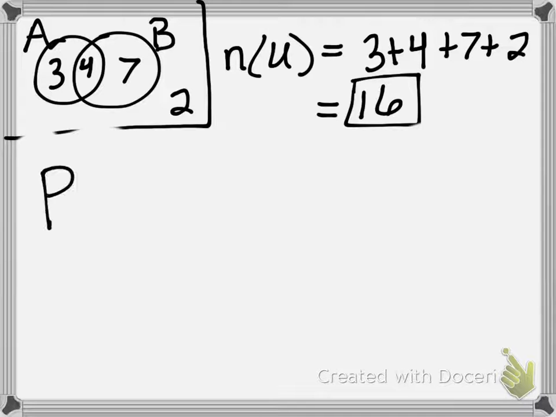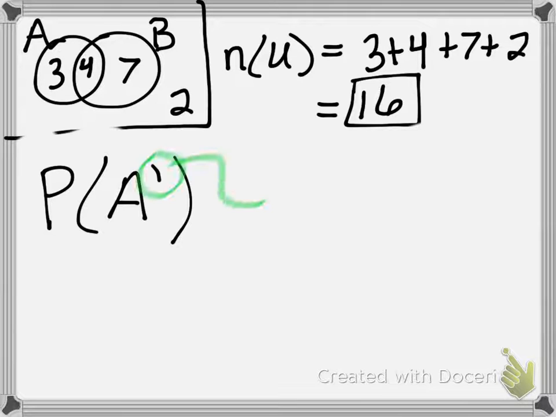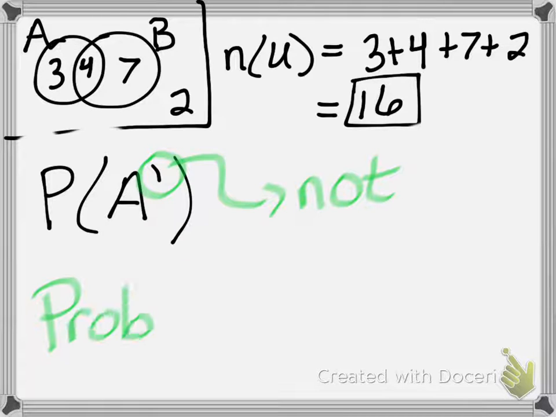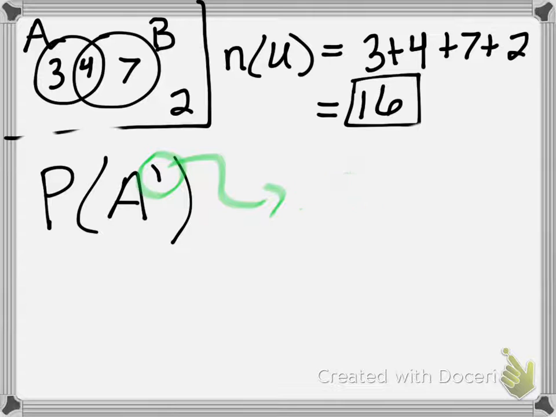Now, a little bit more notation is this apostrophe. The apostrophe means not. So this is asking, what's the probability of not A? That's what that apostrophe means. Just kind of negates everything we've talked about, or everything about A. So you kind of have to think backwards.